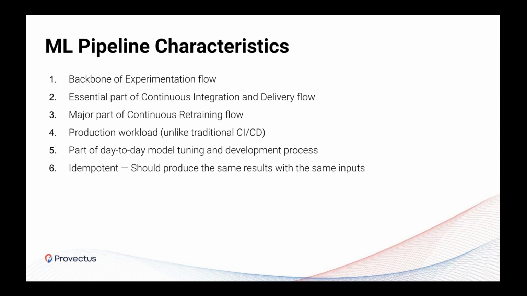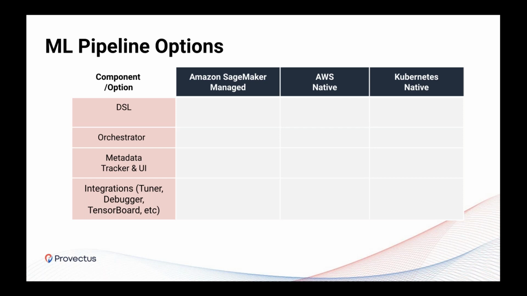And the pipeline execution should be idempotent. Same inputs should produce same outputs. It should not have any hidden state and side effects. There are four main components of machine learning pipeline: Pipeline DSL, Orchestrator, basically a DAG execution engine, and metadata tracker. The rest of the functionality is handled by integrations with debugger, hyperparameter tuners, TensorBoard, and other tools.